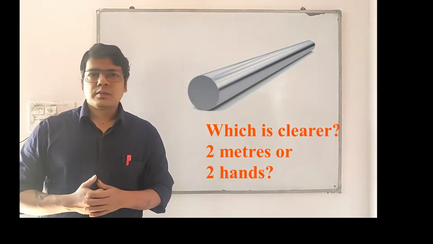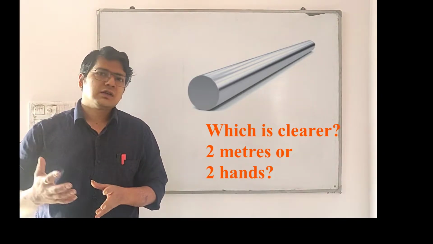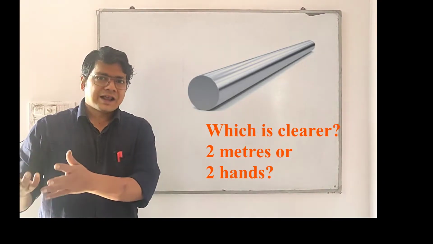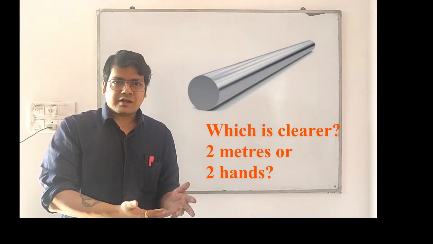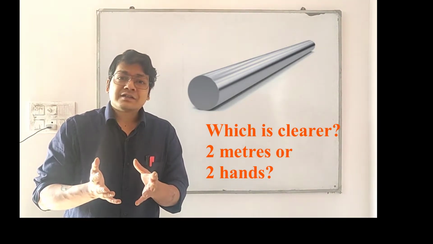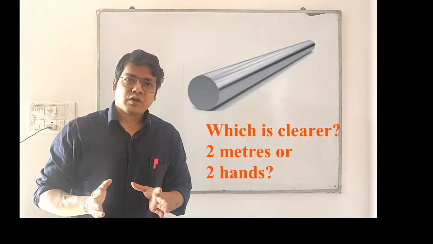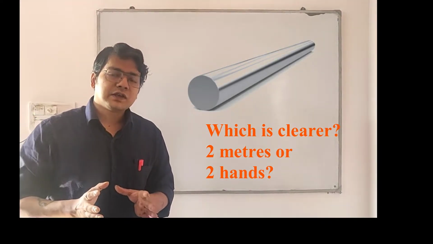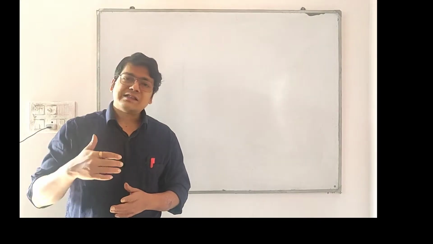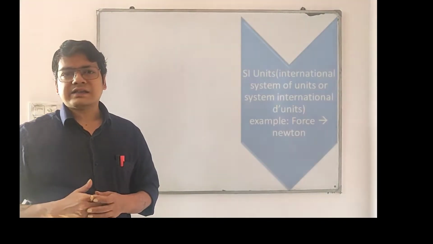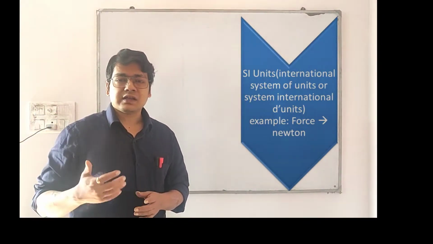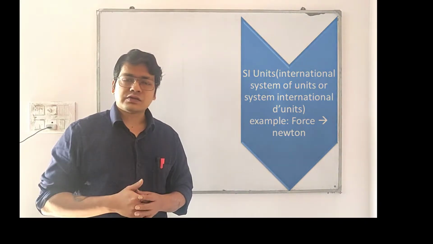We cannot just go to a person and say that the rod is equivalent to twice the length of my hand. Another person will have a different length of hand. He cannot understand the phrase twice the length of my hand. That is why we use specific units which can be understood by anyone. As you already know, we follow the SI system of units. SI system means we use meters for length, kg for mass, seconds for time, and so on.